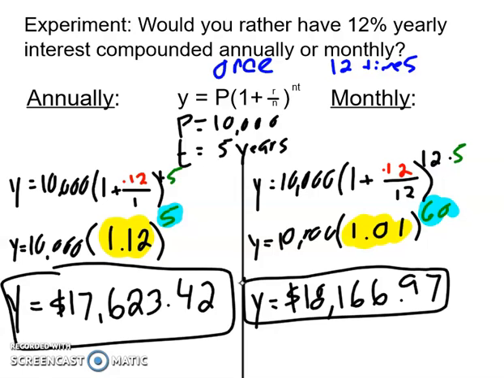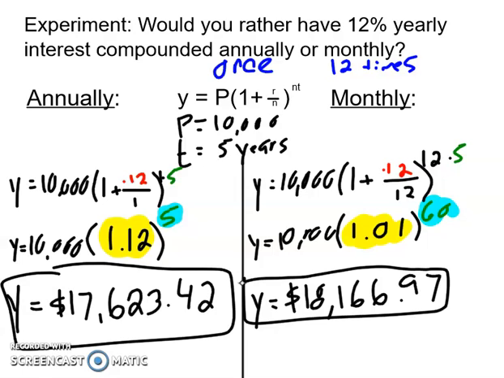Although we did have a smaller factor that we're repeating with multiplication, because this is an exponential function, we had more times or more repetition of that factor getting multiplied. And in this scenario, it's much better to have it monthly compounded than it is to have it annually compounded. So that was our experiment. And if you ever have the choice to gain money, you want to have that yearly interest compounded monthly compared to annually.